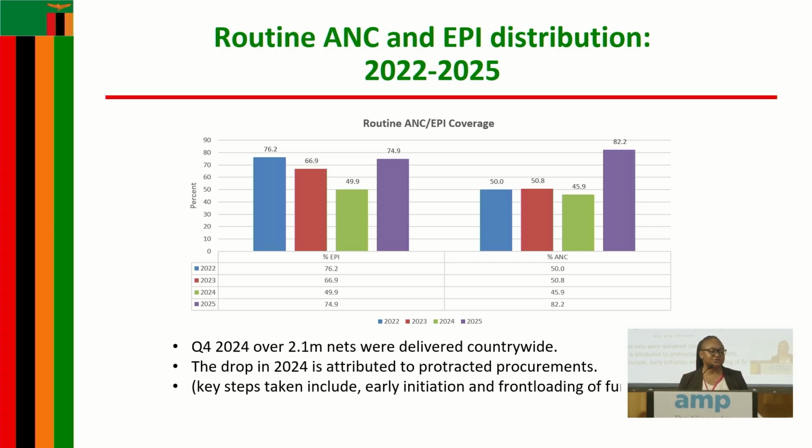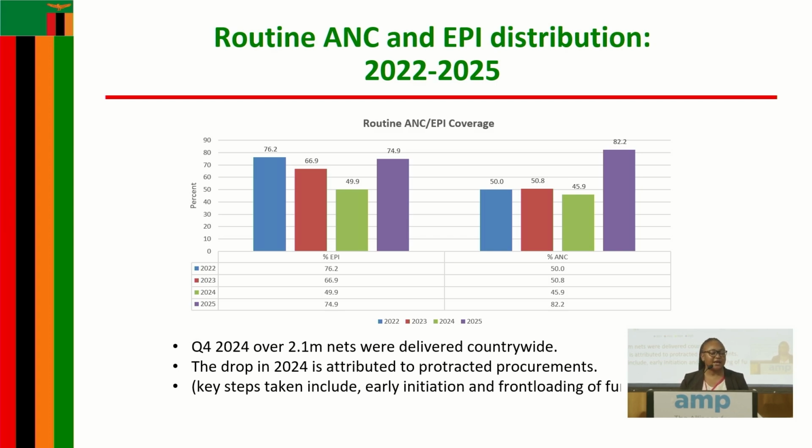However, what I wanted to mention here is, for the first time in Zambian history, we had domestic funding, and the government of Zambia procured over 2 million nets for routine ANC and EPI for the 2024 cycle. Due to protracted procurement, we were initially supposed to receive these nets about the first quarter of 2024, but we received them in the fourth quarter of 2024.